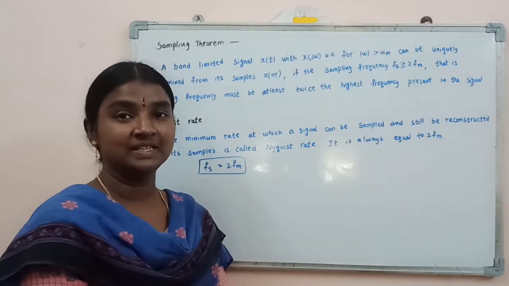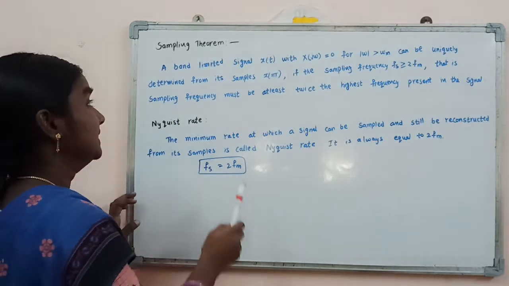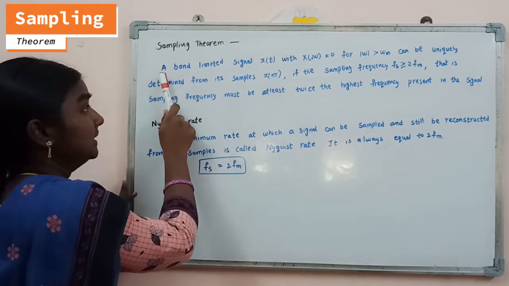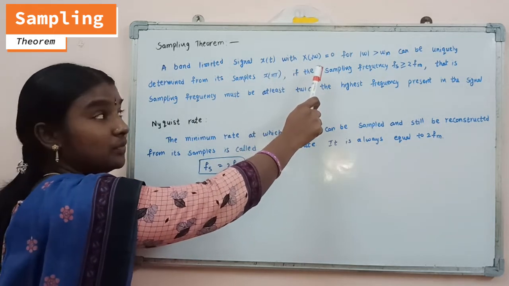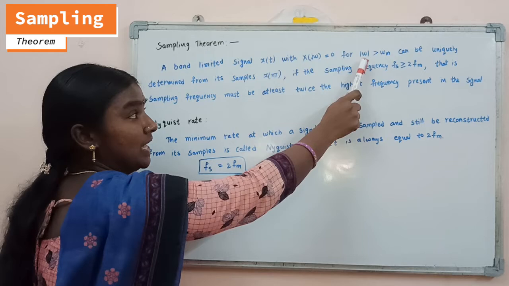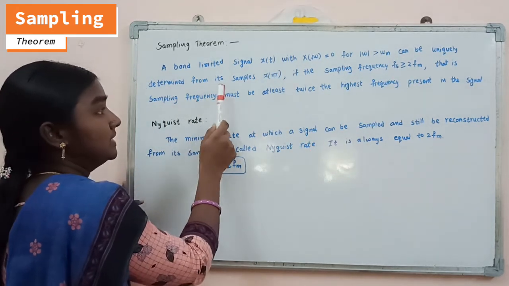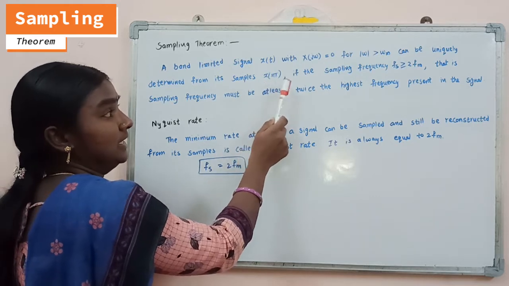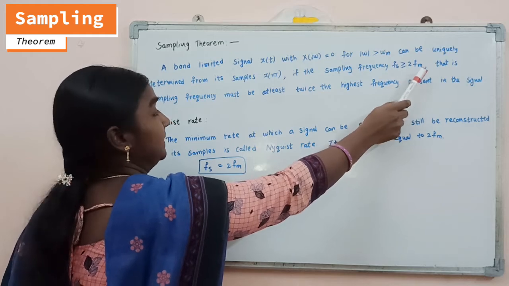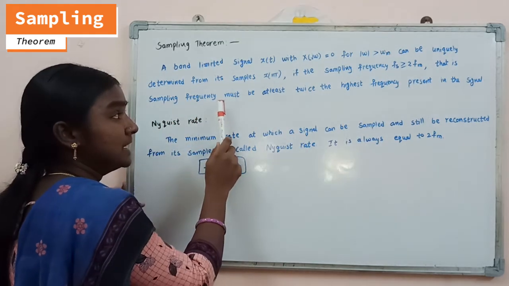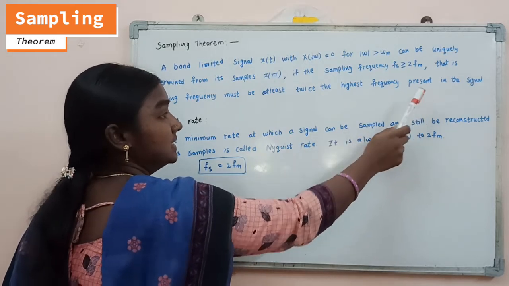Now we will see the definitions of the sampling theorem and Nyquist rate. The sampling theorem states that a band limited signal x of t, with X of j omega equal to 0 for omega values greater than omega m, can be uniquely determined from its samples x of nT if the sampling frequency fs is greater than or equal to 2 fm, that is, the sampling frequency must be at least twice the highest frequency present in the signal.